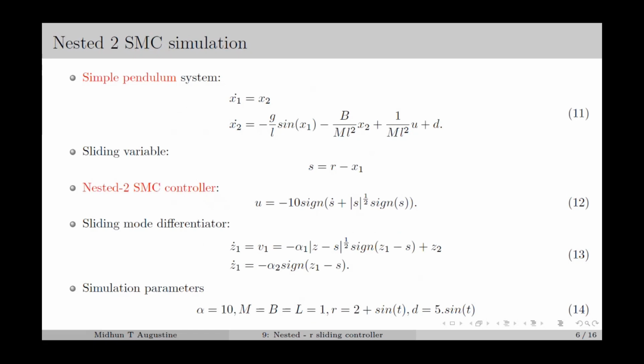Next, we consider the simulation of nested 2 SMC, and for that we consider a simple pendulum system as given in equation number 11. The sliding variable is chosen as the output error, where r is the reference value, and we select the nested 2 SMC controller as in equation number 12, where the switching gain is chosen as 10. Now in order to implement this control law, we require the estimate of s dot, and for that we can use a sliding mode differentiator as defined in equation number 13. The simulation parameters are chosen as in equation number 14.